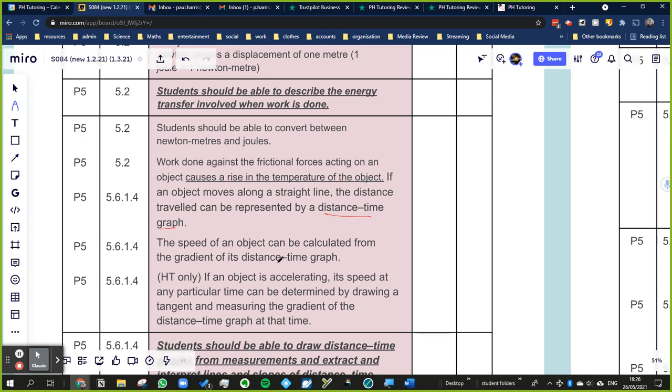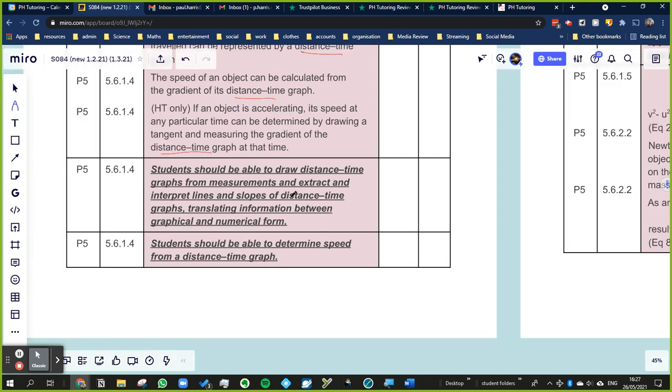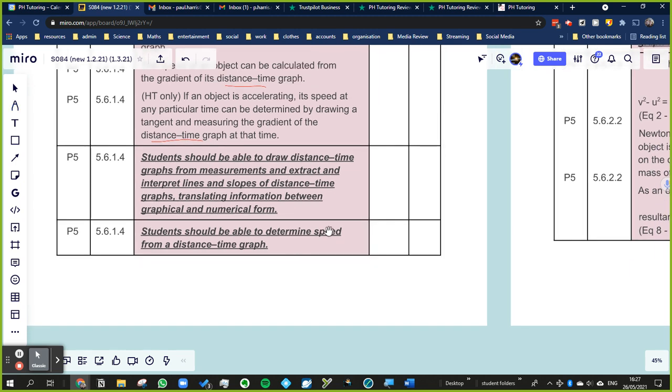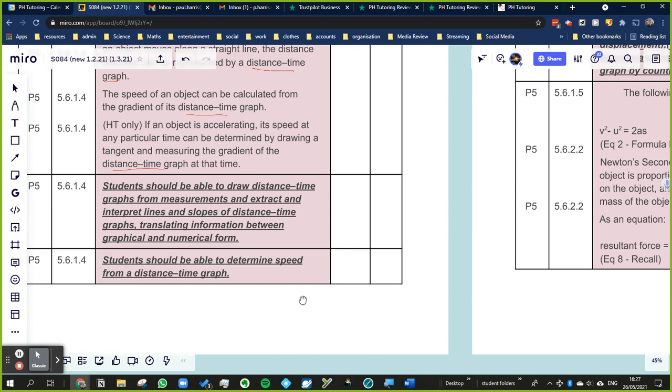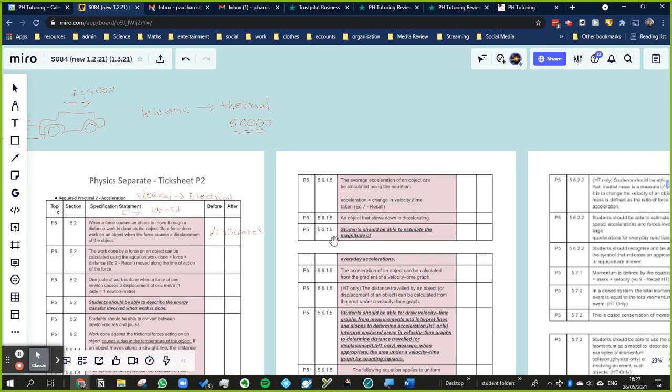Speed of an object can be calculated from the gradient of a distance time graph. If an object is accelerating, its speed at any particular time can be determined by drawing a tangent and measuring the gradient of a distance time graph. We'll look at all these together in a moment. Students should be able to draw distance time graphs from measurements and interpret lines of slopes. So you should be able to do speed from a distance time graph. This looks like a little bit of repetition here, so we'll look at that together in a moment.